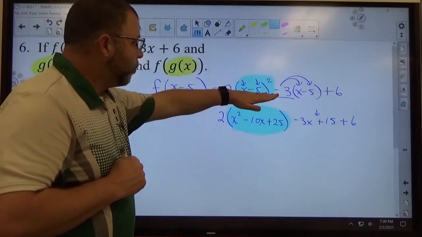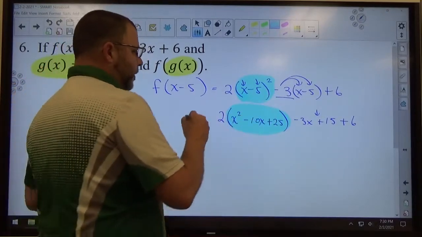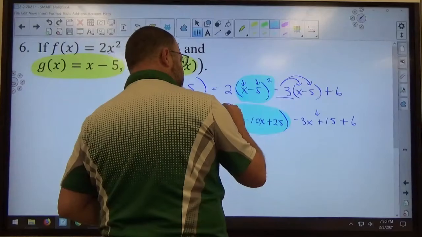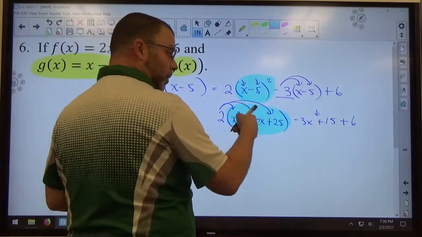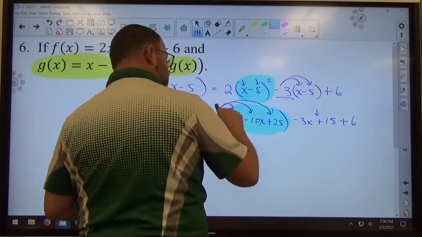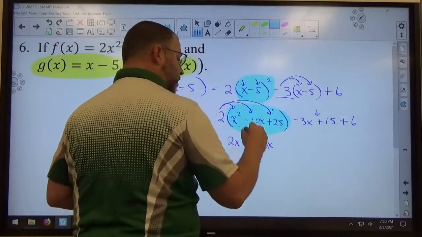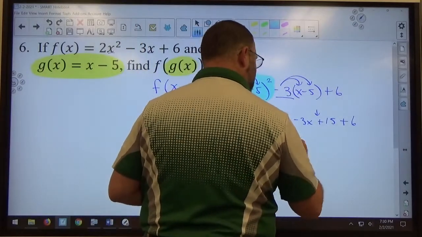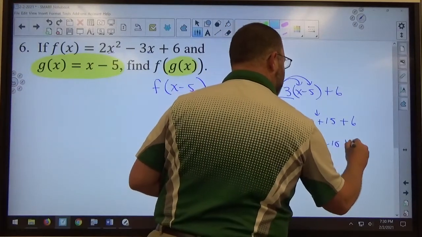Order of operations told me I had to square that first. Now that I've squared that, now I have to distribute, so now it's multiplication. So now 2 times this, and 2 times this, and 2 times this is positive 2, so the signs are what they should be. So 2 times x squared is positive 2x squared. 2 times negative 10x is negative 20x. 2 times positive 25 is positive 50. And all the rest of the terms are already in simplified form. Minus 3x plus 15 plus 6.